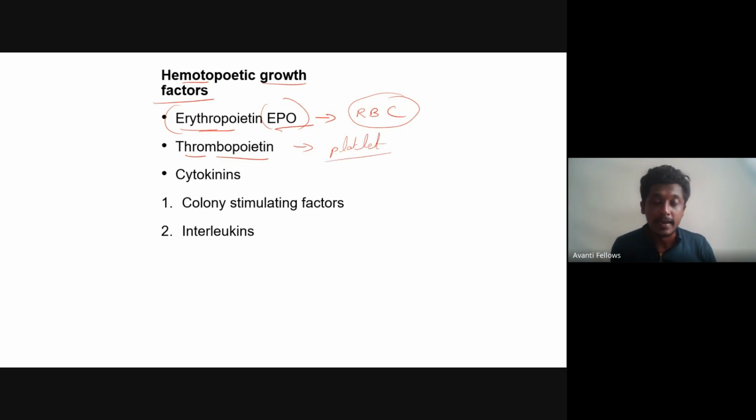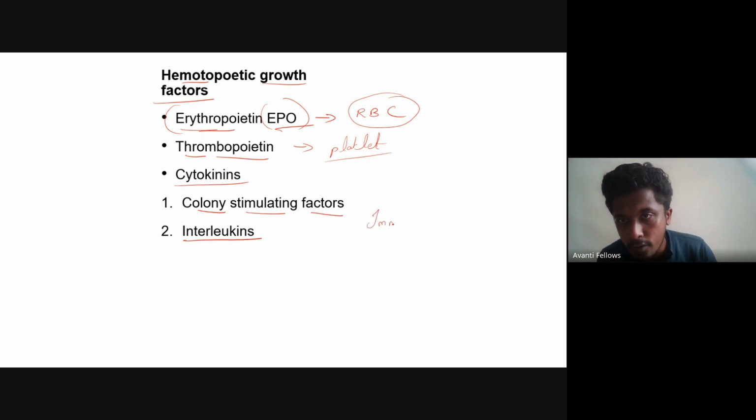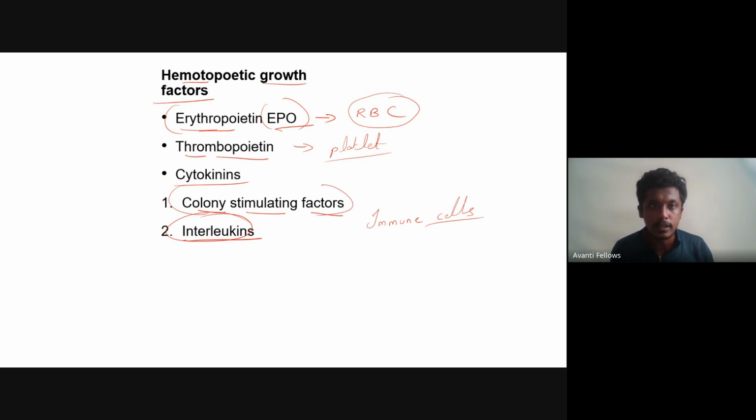So, platelets. Next we have cytokines. Cytokines are very important again. They are responsible for immune reactions. For example, if they have to form WBCs, colony stimulating factors and interleukins are two important factors. They are responsible for immune cells. Remember the names interleukins and colony stimulating factors, and this group is called cytokines.